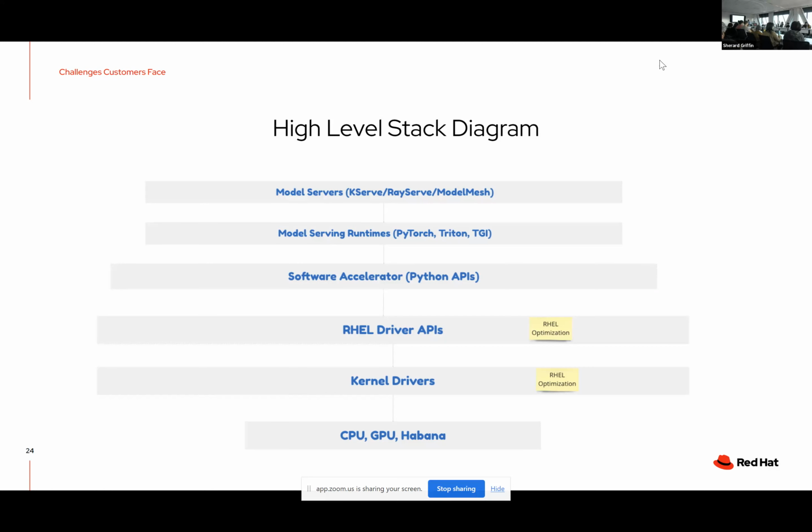And then the model servers themselves, KServe, Ray Serve, ModelMesh. There's a lot of different layers. I think what I hope we can do on the Red Hat side is start to look at these lower-level optimizations. How do we do better on the drivers, the kernel, RHEL itself? How do we partner up with Habana, Intel? We already have partnerships with them, but we need to make sure that we tell a story of these technologies are optimized to run AI workloads. So that's a real big area that I think Red Hat needs to shift its focus in.